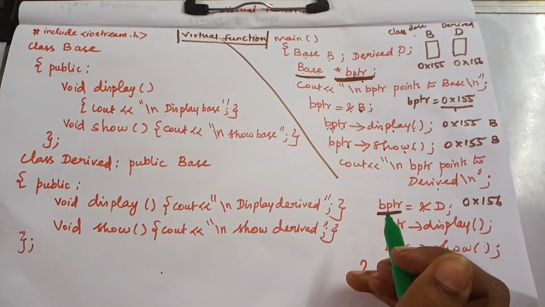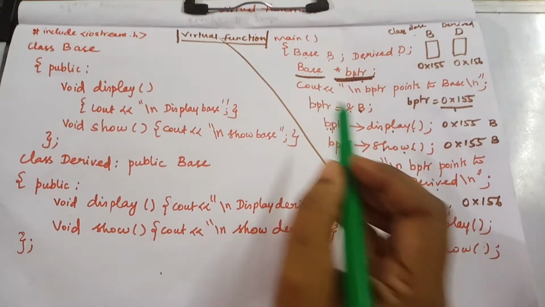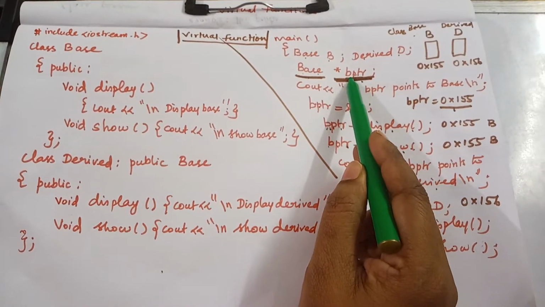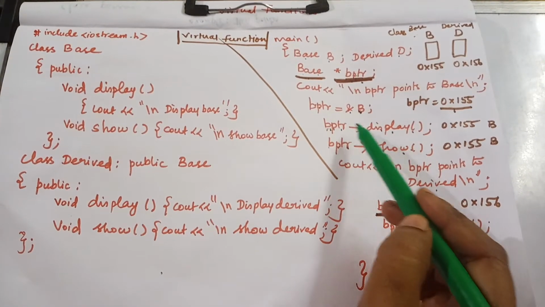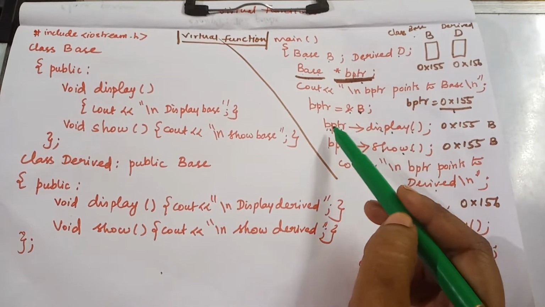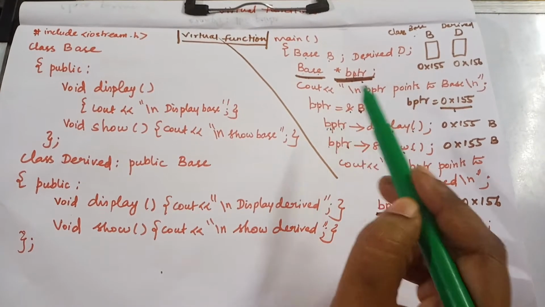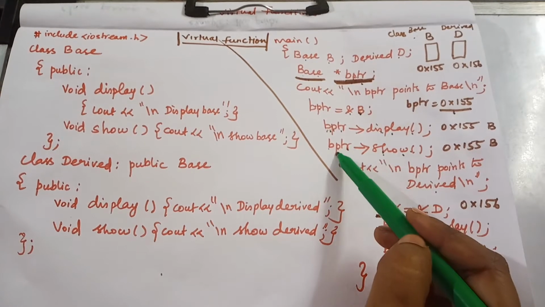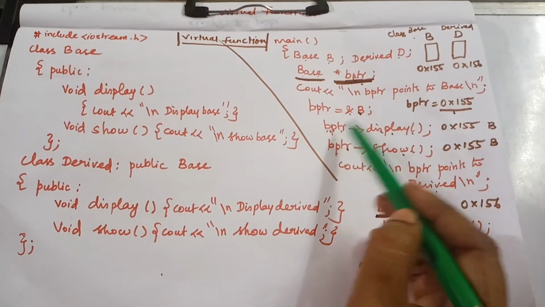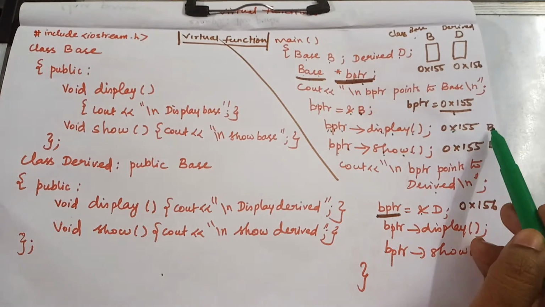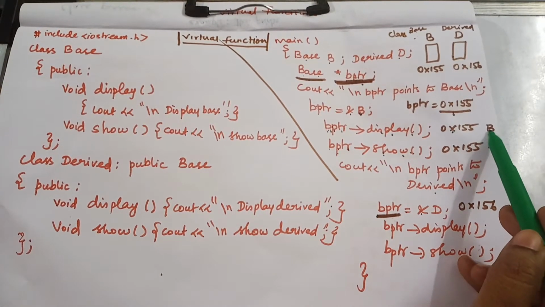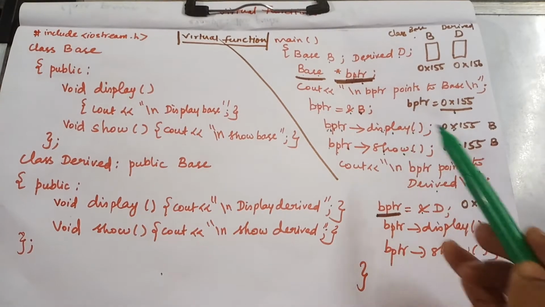Dear students, this is a continuation of the previous video. I started explaining this program. So we are creating a base pointer and you are calling the member function for the address, and you are calling the show member function for this address. So this address consists of the object B, base class object. So for the base class object you are calling this member function.